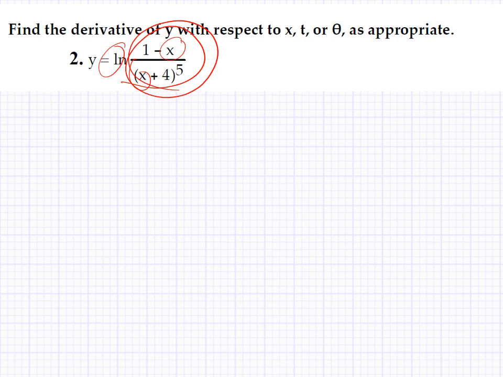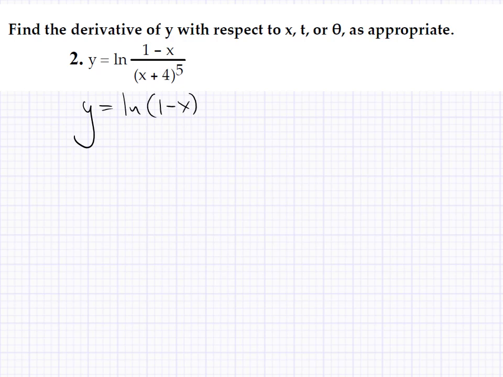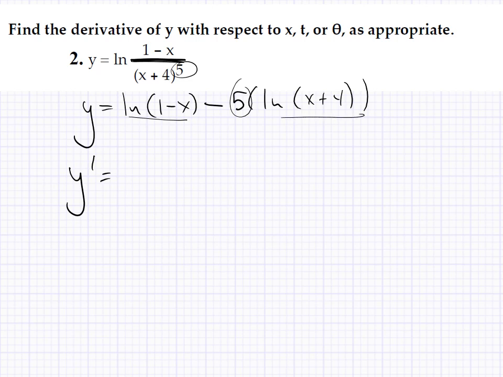So what I'm going to do first is I'm going to use some of my log rules to rewrite the function. So y could equal log of 1 minus x minus 5 times the log of x plus 4. So that's taking the division and turning it into subtraction, and then this power coming out to the front of that term with a multiple. Now I'm going to take the derivative.